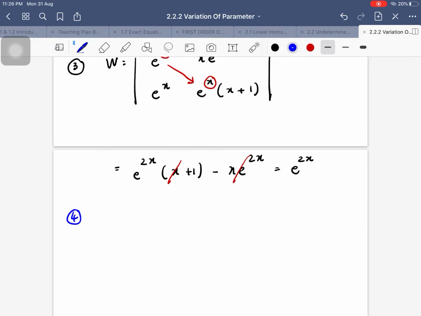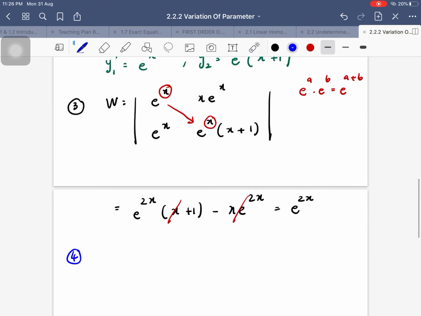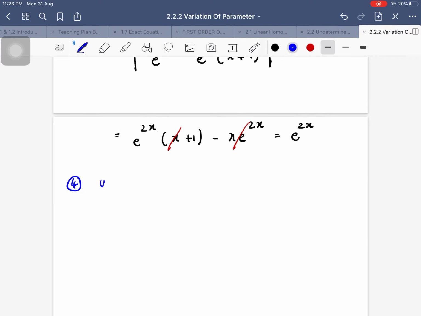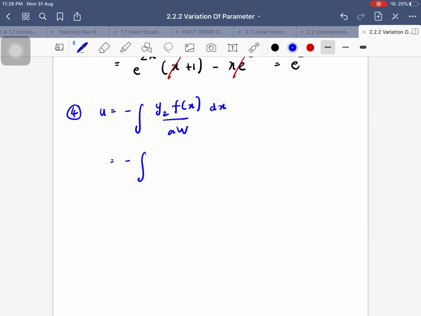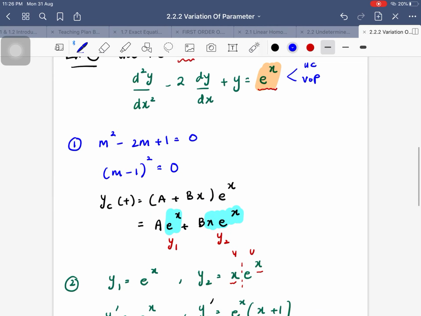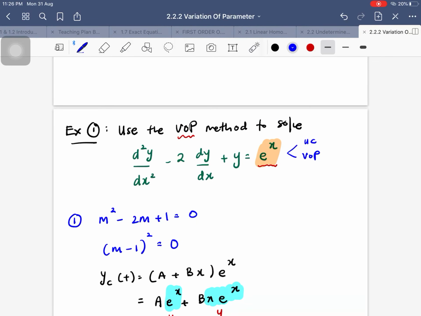So I'm going to have two elements for me to find, which is going to be the u and the v. So u is given by negative integration of y2 f(x) over aW dx. So now let's substitute. I'm going to have negative integration of y2. So what is my y2? My y2 is given by x exponential of x. And what is going to be the f of x? Remember, f of x is going to be the right hand side of the equation.